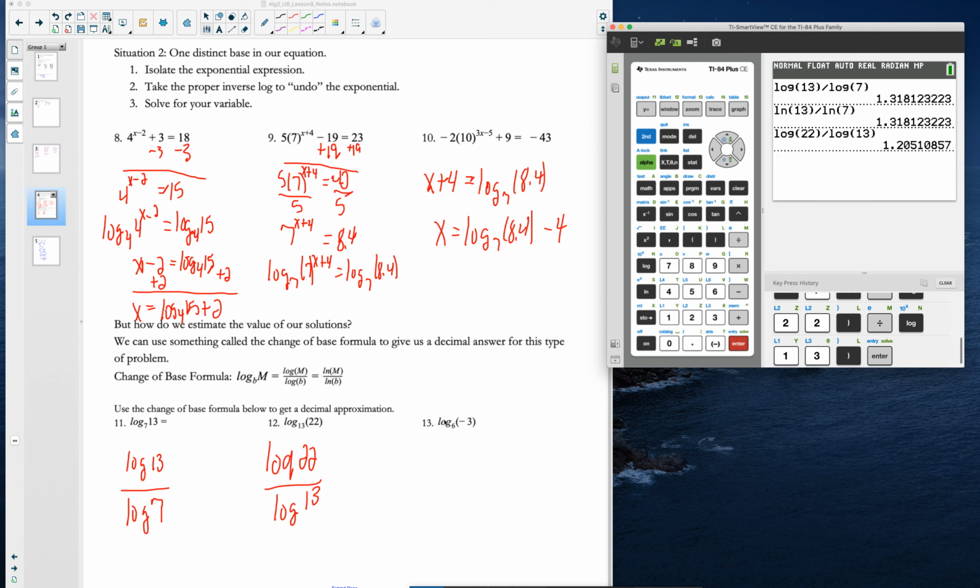Now, I wanted to say 13 because notice if we do this here, we have to take some other things into consideration. If I did my change of base formula, notice my numerator would be log of -3. Now, here's what we have to remember.